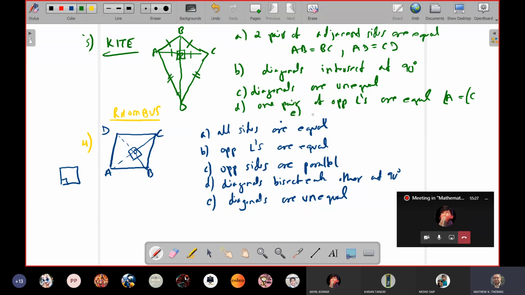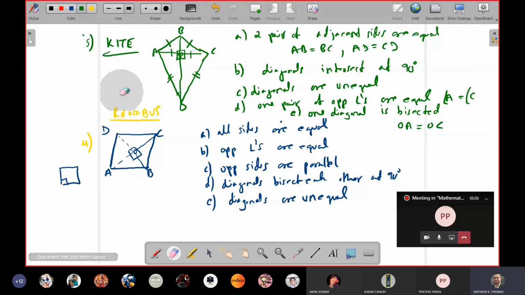And the last point, one more point. What is that? One pair of opposite angles are equal and one diagonal is bisected. Both diagonals are not bisected like in a parallelogram, only one diagonal is bisected. Which diagonal is bisected? AC is bisected into AO and OC, two equal parts. So kindly note down these properties of kite.